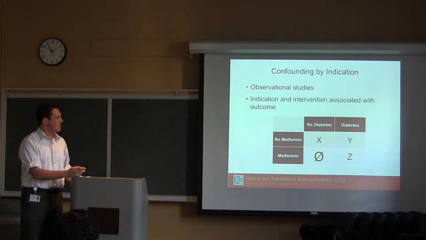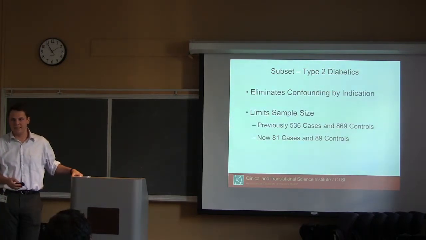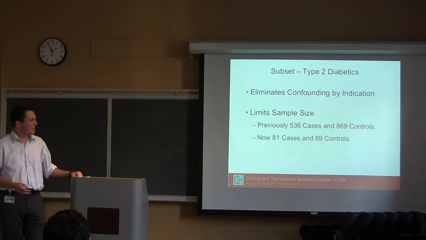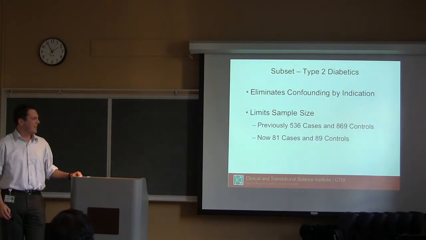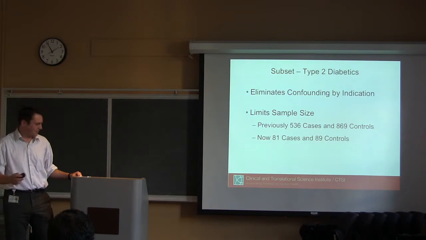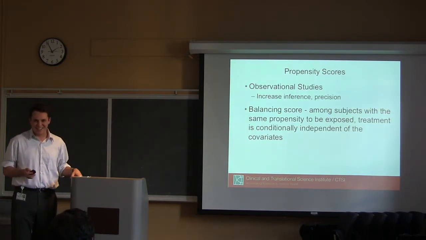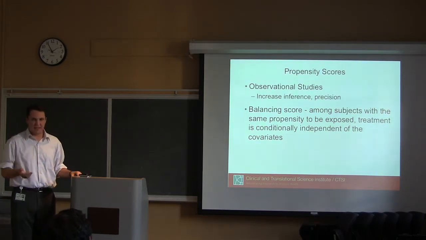So how do you deal with this? Well, you can subset your data into only the type 2 diabetics and only analyze them. And that kind of hurts because, in one sense, you get rid of your confounding by indication, and that's good. But on the other hand, we started with over 1,400 as a sample size, and now we're down to 170. And obviously that has ramifications for our statistical power. But we plow ahead anyway. And one statistical technique we can use to enhance our statistical power is the use of propensity scores.